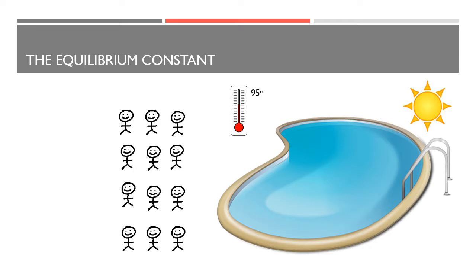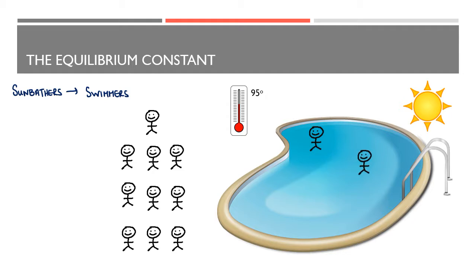So let's take a look at this analogy of sunbathers and swimmers. Say we go to a pool and it's a hot, sunny day. It's 95 degrees Fahrenheit, and it's just one of those days you want to be in the pool. But what happens is when the pool opens, we start with a whole bunch of sunbathers, and eventually we get more and more swimmers.